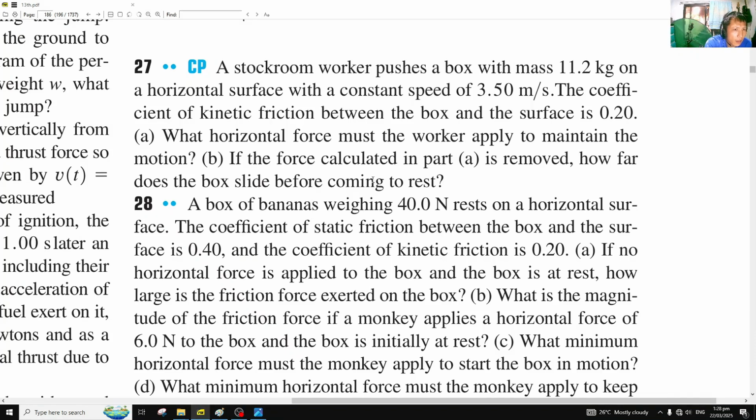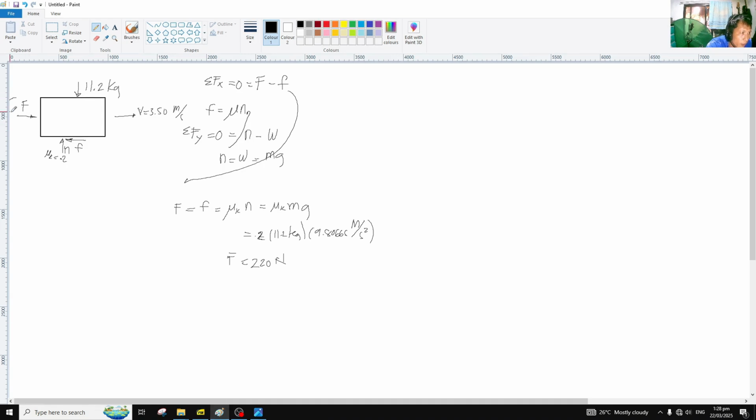Okay, so part B of problem 27. If the force calculated in part A is removed, how far does the box slide before coming to rest? So that's what I've been explaining a while ago, that if that F will be removed, the summation of forces on X will only have this one.